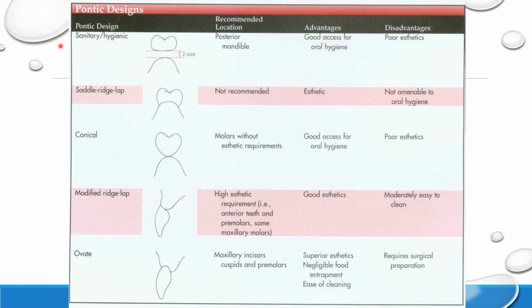Okay, coming to a summary chart or table, which is very important. This has to be remembered and known very well. Sanitary pontic: given in the posterior mandible. Saddle ridge: not recommended. Conical: molars without aesthetic requirement. Modified ridge lap: high aesthetic requirement, anterior teeth and premolars, some molars. Ovate: in maxillary incisors, cuspids and premolars. And we can read; we have already discussed the advantages and disadvantages, guys.